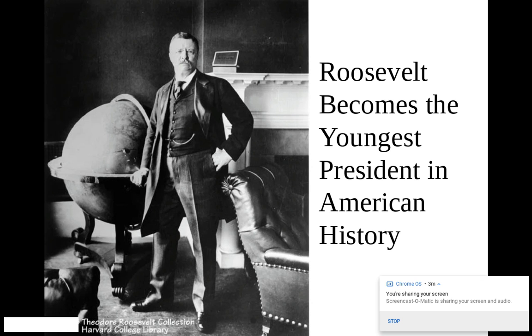So with that in mind, look at Teddy Roosevelt here. This is just a trivia question. Teddy Roosevelt actually was the youngest president in American history. Sometimes people think it's John F. Kennedy, and this is just a nerdy little thing. John F. Kennedy was the youngest elected president in American history, but Teddy Roosevelt became president by way of assassination when William McKinley was assassinated.